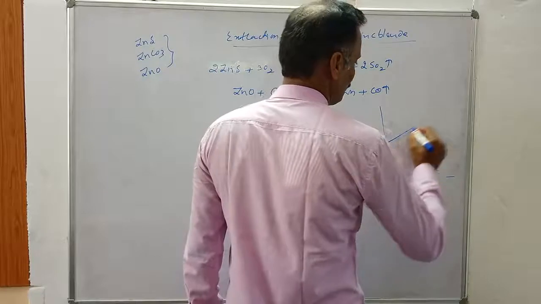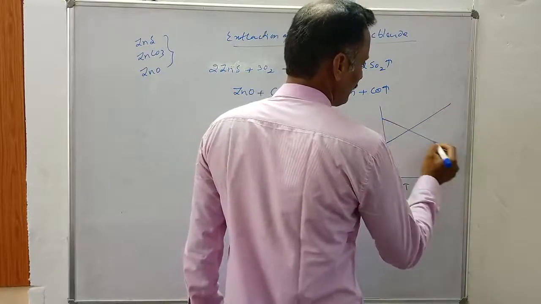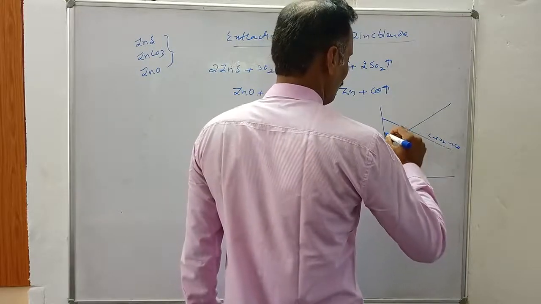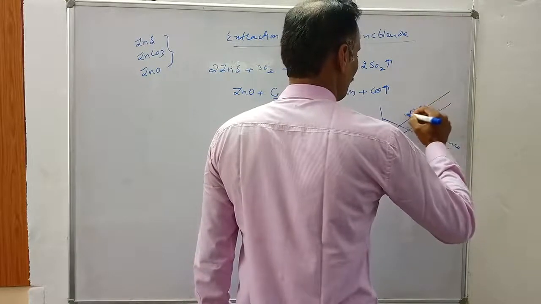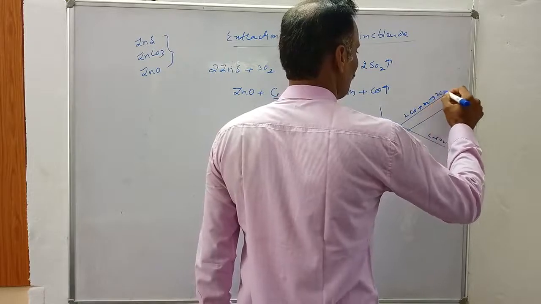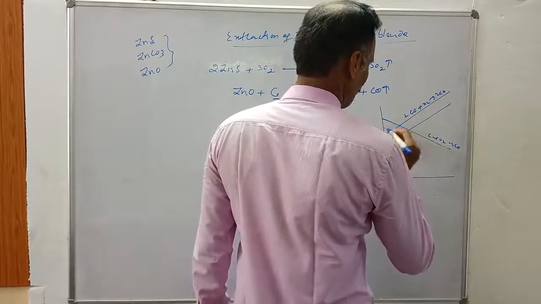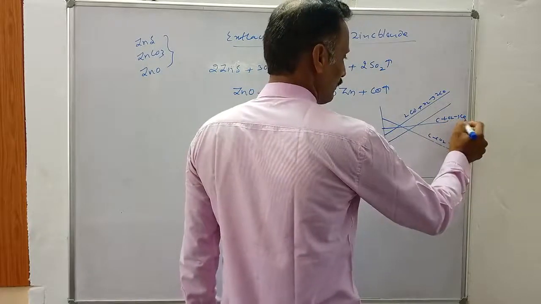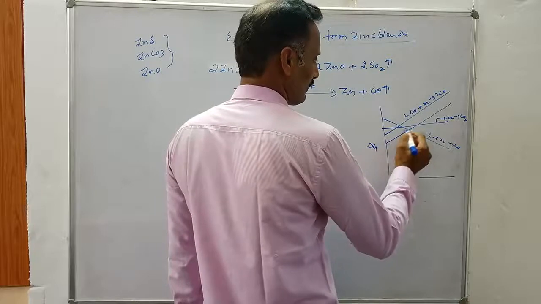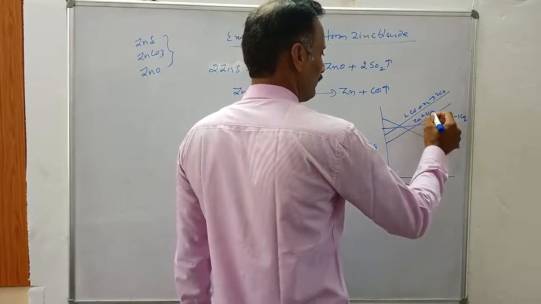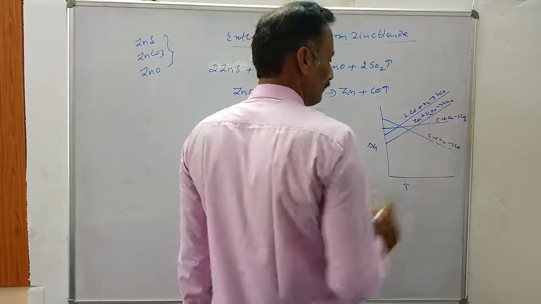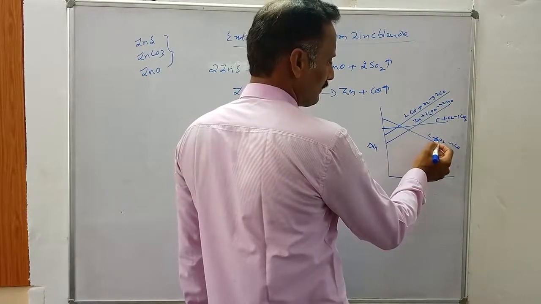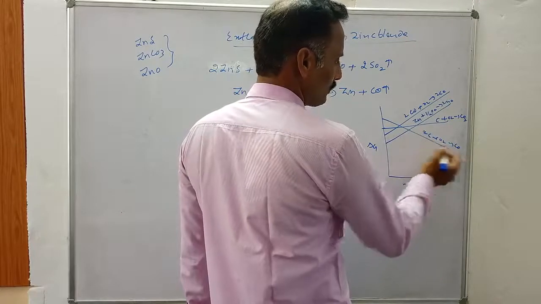This is the zinc curve, and this is the C plus O2 gives CO curve, the carbon monoxide curve, 2C plus O2 gives 2CO. And this is C plus O2 gives CO2, and this is Zn plus half O2 gives ZnO. This is about carbon, 2C plus O2 gives 2CO.